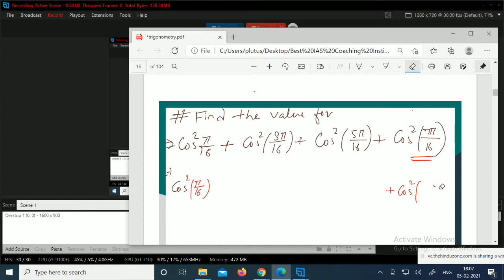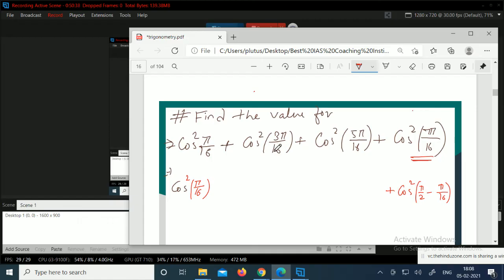Can we use pi by 2 minus pi by 16? Now this value is same. Instead of pi, we can use pi by 2. Now tell me, if I simplify this, I am getting same value 7 pi by 16. Either complementary way or supplementary way, 180 multiple or 90 multiple we use.